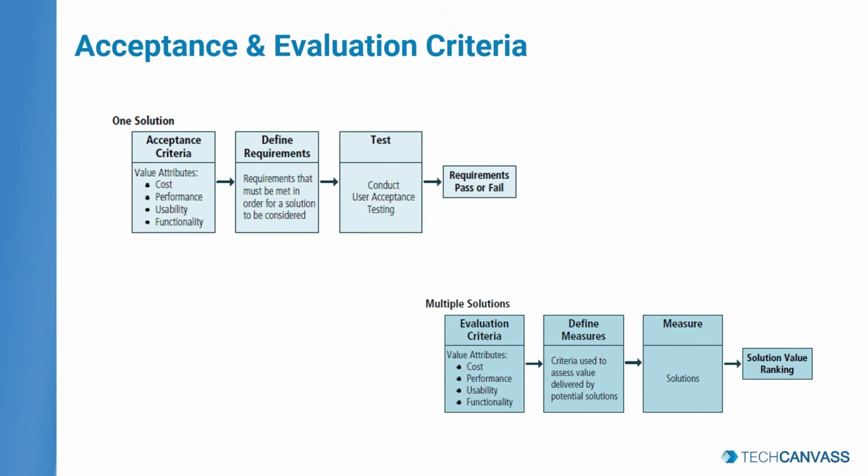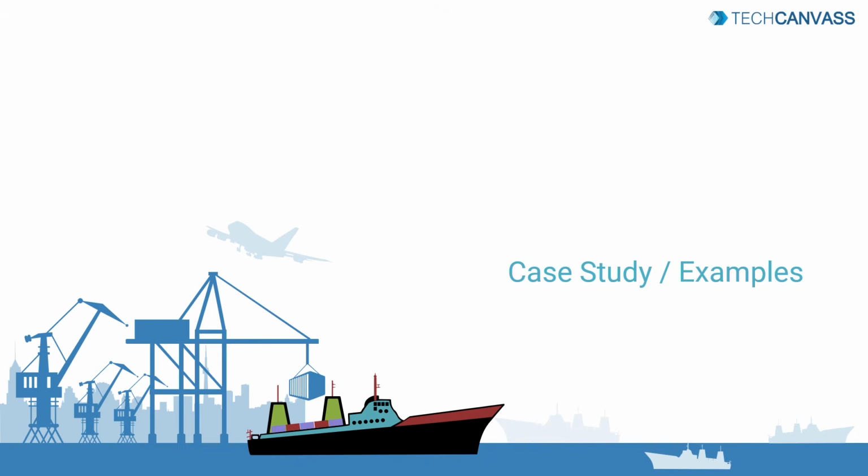Evaluation criteria, on the other hand, are used when multiple solution options are involved. So note the difference. Acceptance criteria are written for one solution which is being implemented. Evaluation criteria is used to compare multiple options before it is taken for implementation. Let's take a couple of examples to help you understand more.